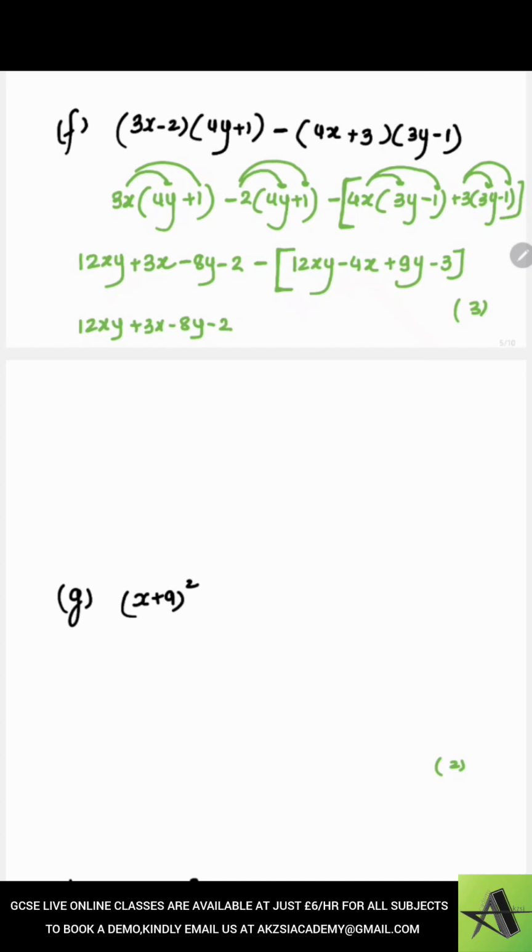And as a negative sign is outside the bracket, multiply it with each term. So minus 12xy, minus minus is plus 4x, minus times 9y is minus 9y, minus minus is plus 3. As I told you, if there is a minus, that means it's a minus 1. Now on simplifying, I'll get 12xy minus 12xy is 0. 3x plus 4x is 7x. Minus 8y minus 9y is minus 17y. And minus 2 plus 3 is plus 1. This is the final answer.